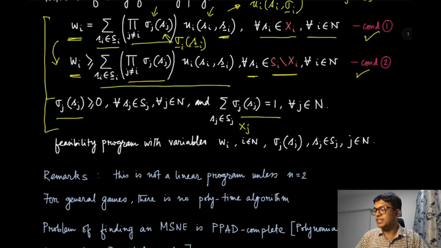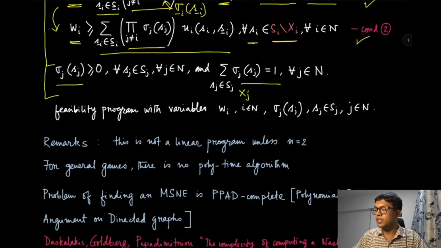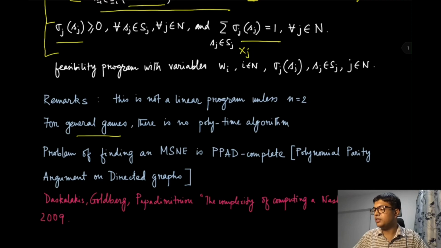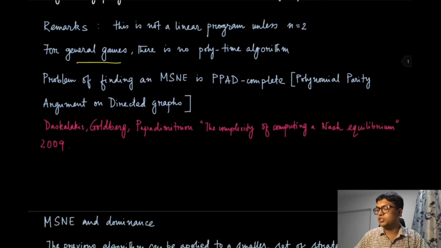But the bad news is that there does not exist any polynomial time algorithm for general games which have more than 2 players. In particular, the problem of finding a mixed strategy Nash equilibrium is what is known as PPAD complete. This is a specific complexity class, and we are not going to discuss too much about it. The name PPAD stands for polynomial parity argument on directed graphs. If you are interested, you can search about it. The problem of finding a mixed strategy Nash equilibrium falls inside this class, and it was shown by Daskalakis, Goldberg, and Papadimitriou in 2009.